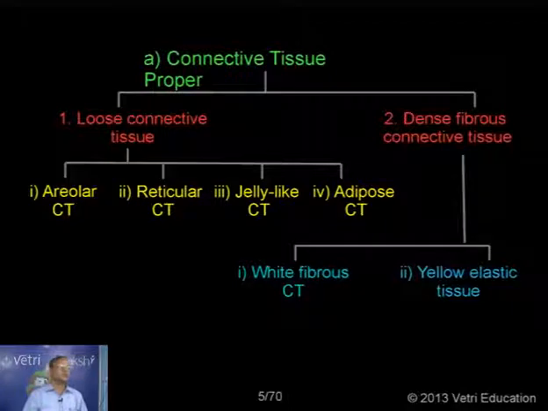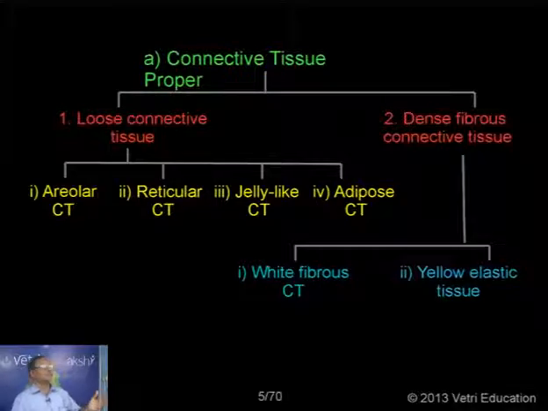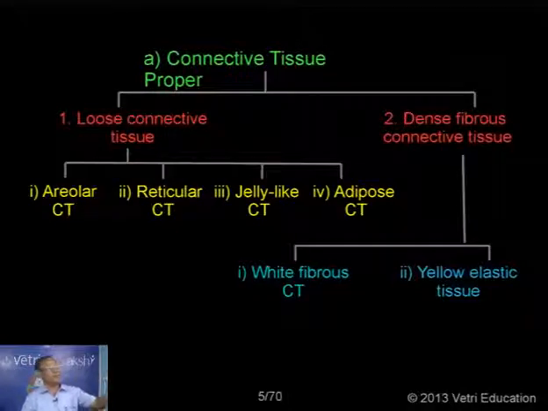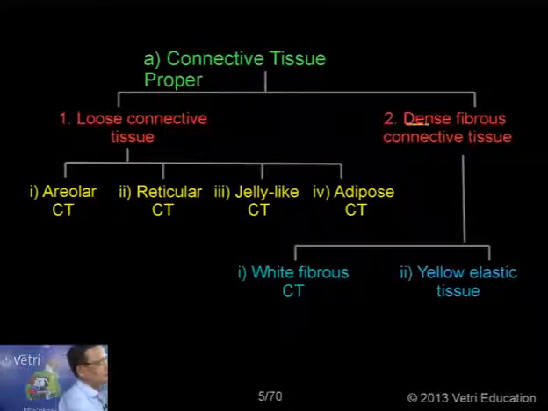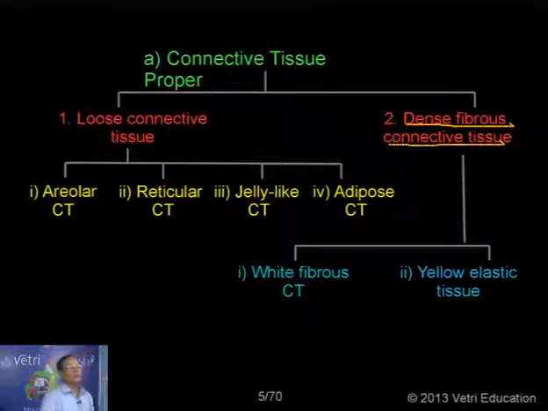One, loose connective tissue. Here the matrix is large, having a large amount of tissue fluid, with fewer cells, and that's why it's called loose connective tissue. And the second one, dense fibrous connective tissue. They have only a limited amount of matrix. The matrix is fully packed with fibers, the elastic fibers or collagen fibers, etc. That's why it's called dense fibrous connective tissue.